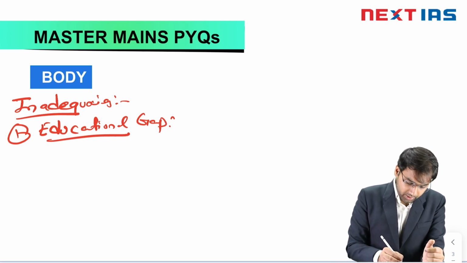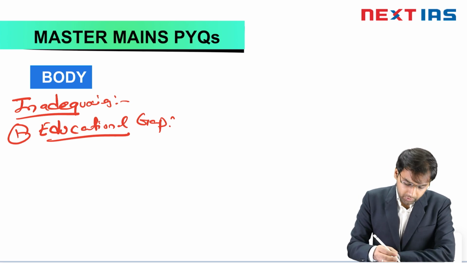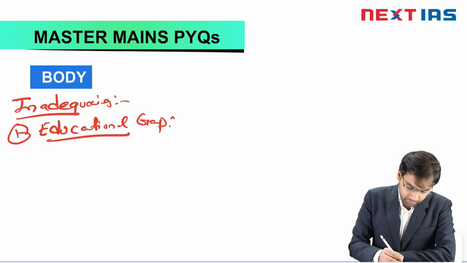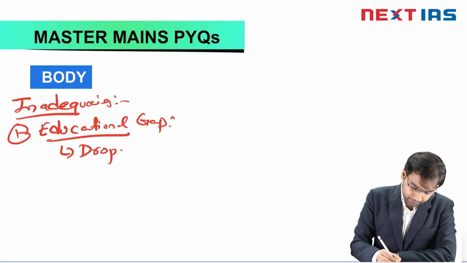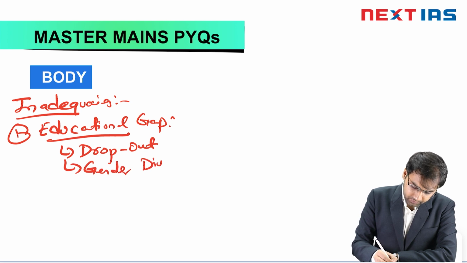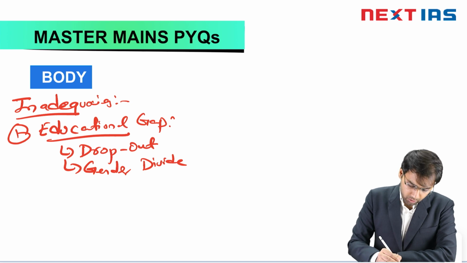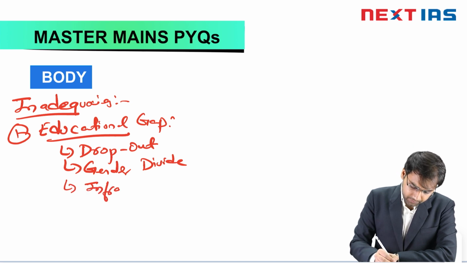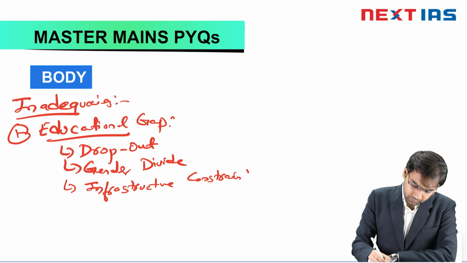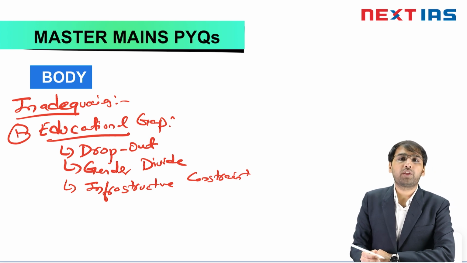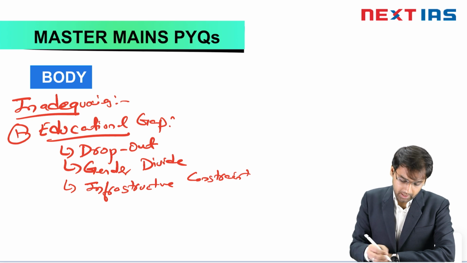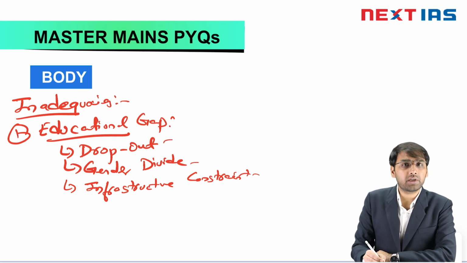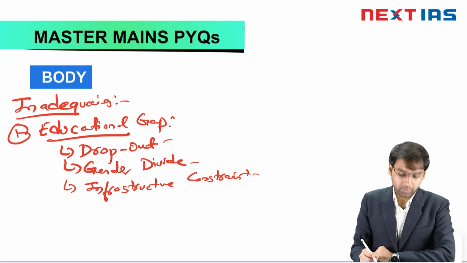Okay, so coming to the question, what are the inadequacies left? First major inadequacy, education gap. What can you write in education gap? You can talk about dropout rate. You can talk about gender divide. And you can talk about infrastructure constraint. These are a few things that you can talk about in your educational gap. And if you have some data like dropout rate, gender divide or infrastructure constraint, it would be very nice to add in your answer.